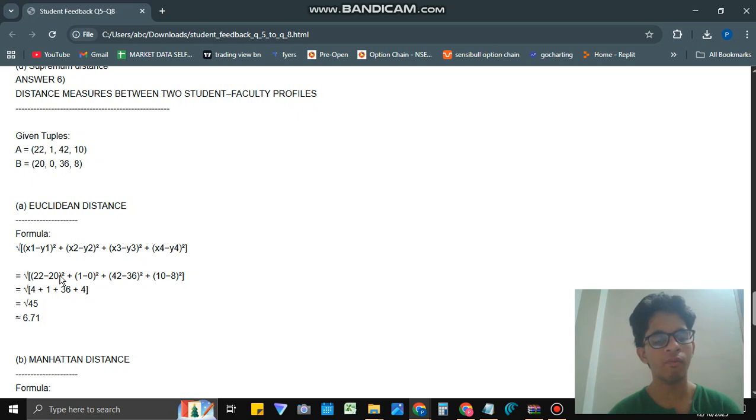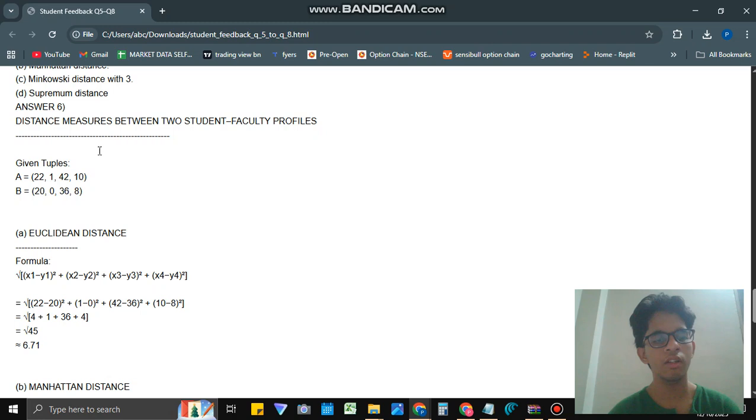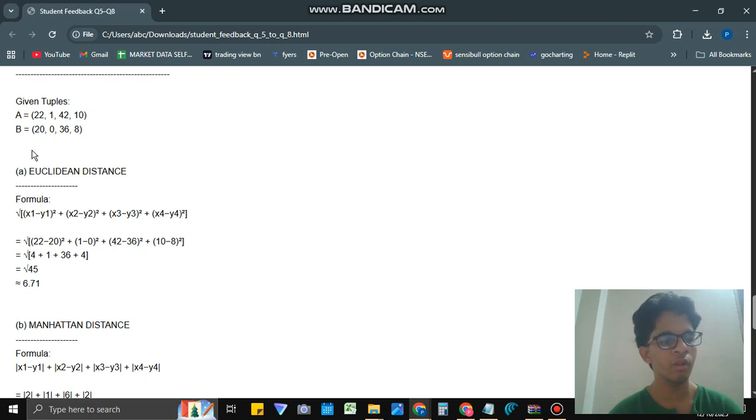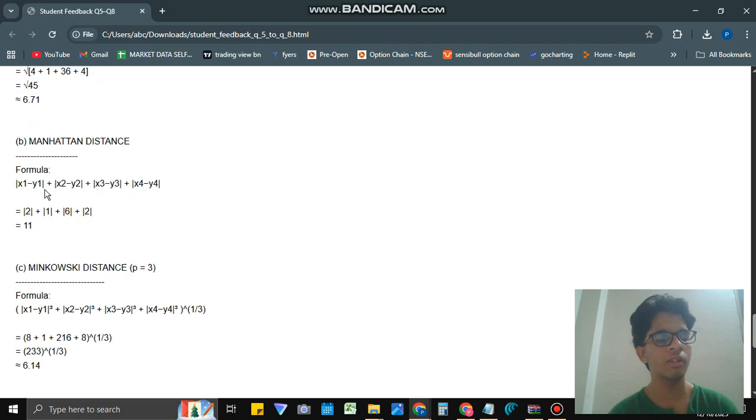We have to find the Euclidean, Manhattan, Minkowski and supremum distances. For the Euclidean distance, we already know the formula. We just put in 22 minus 20 whole square, 1 minus 0 whole square, similarly for all the data points, and we take a summation of all that and then take the square root. The answer would be 6.7.